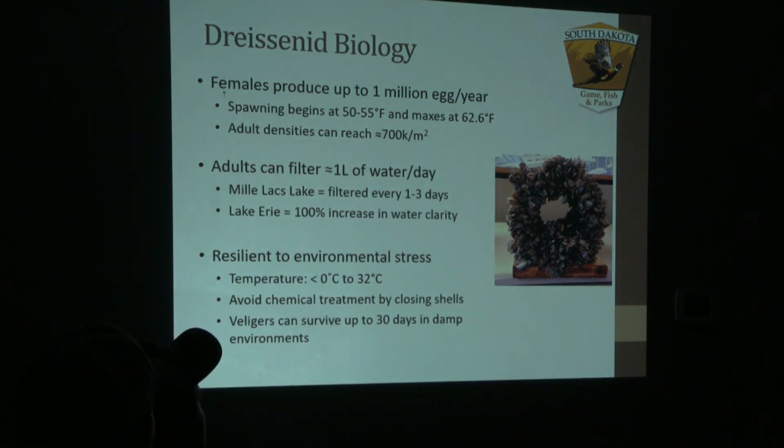These females produce up to 1 million eggs a year, and their adequate spawning temperatures would range from 50 to 55 degrees, but their maxes are just under 63 degrees Fahrenheit. If you look at the photo on the right, these grow in very dense mats, and they can actually grow on top of one another.